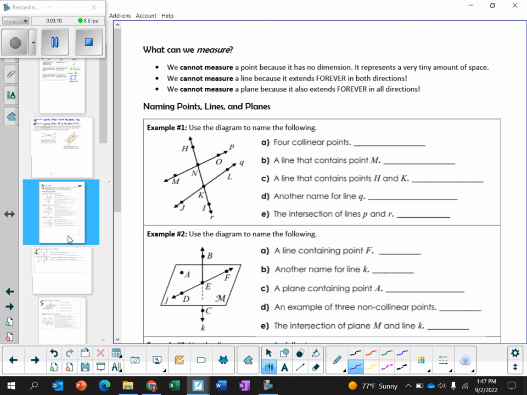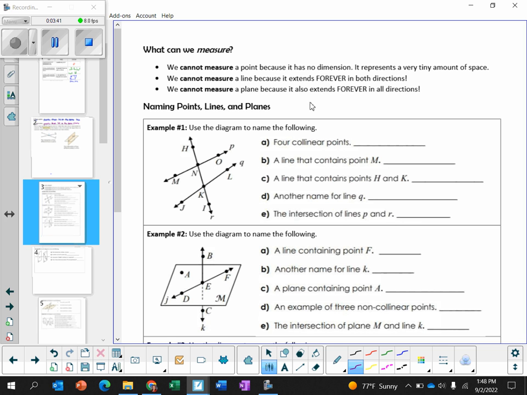So things that we can measure, anything that doesn't go forever, we can measure, right? So far, we can measure a segment, but we cannot measure a line, we cannot measure a point, we cannot measure a plane, right? None of them have a specific amount or value you could put to them. So a point has no dimension. We can't measure a line because it extends forever. We cannot measure a plane because it extends forever.